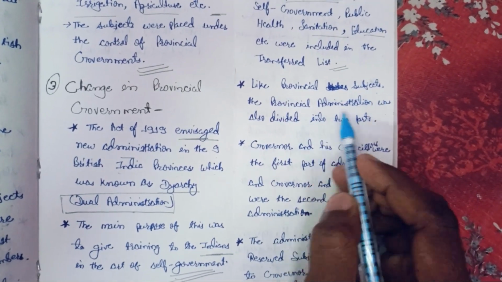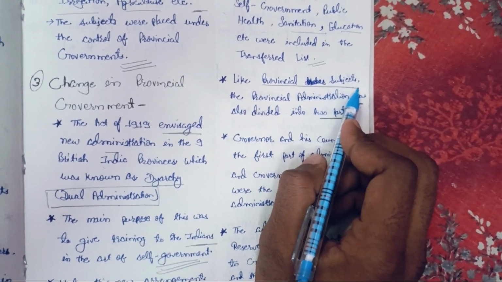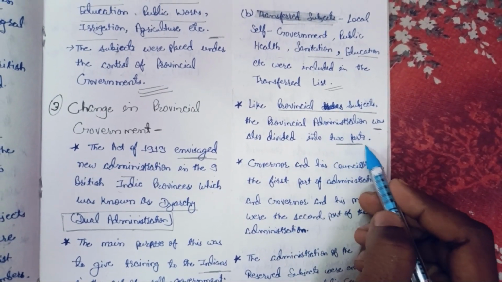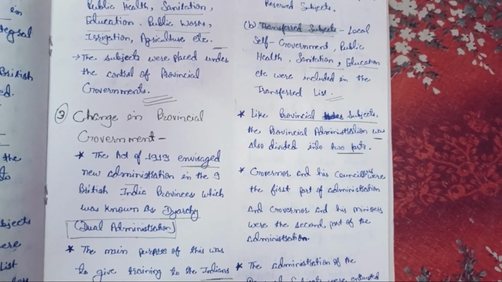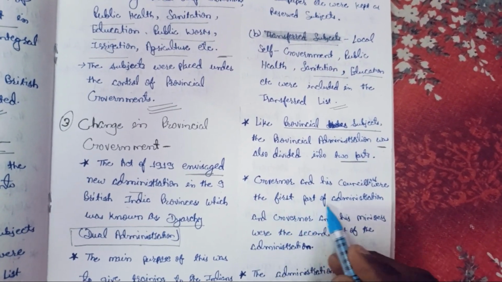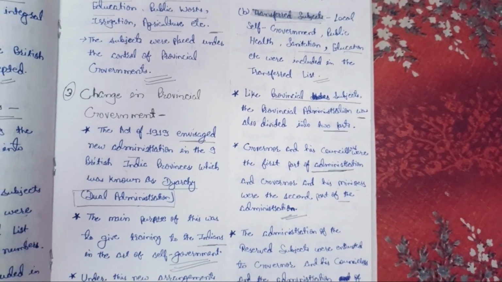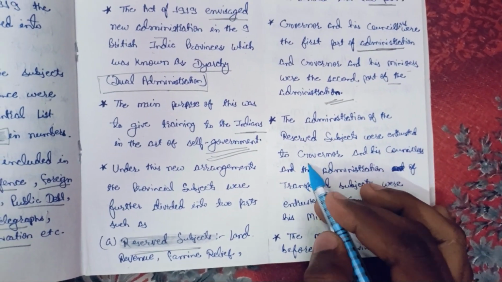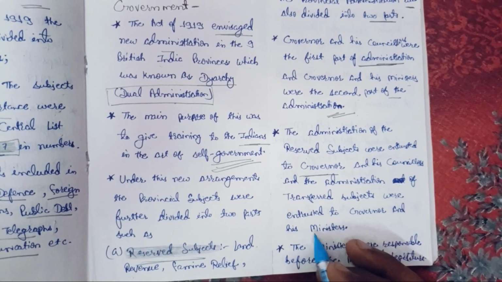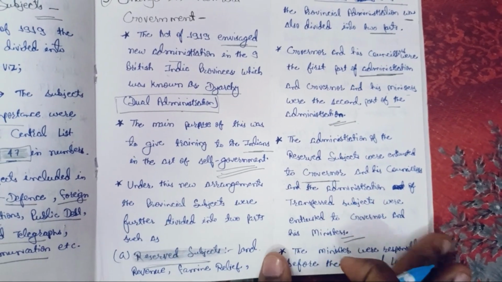Like provincial subjects, the provincial administration was also divided into two parts. As we have seen, provincial subjects were divided into reserved subjects and transferred subjects. But provincial administration was divided into two parts: the governor and his councillors were the first part of the administration, and the governor and his ministers were the second part of the administration. The administration of the reserved subjects was entrusted to the governor and his councillors, and the administration of the transferred subjects was entrusted to the governor and his ministers. The ministers were responsible before the provincial legislature.